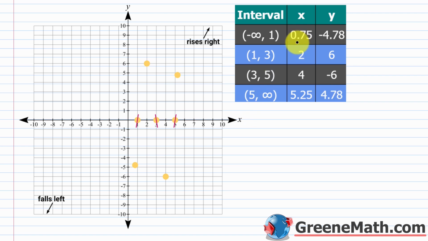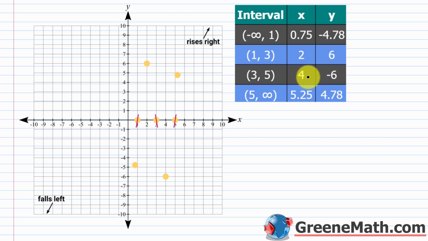So I'm just going to pick an x value of 0.75, and I'm going to get a y value that's negative 4.78. Now this is going to be an approximation for the y value, so just keep that in mind. So that point would be right here. So let's say (0.75, -4.78). Then if I go to the next interval, I can pick 2 for the x value. I get a y value of 6. That's going to be this right here, so (2, 6).